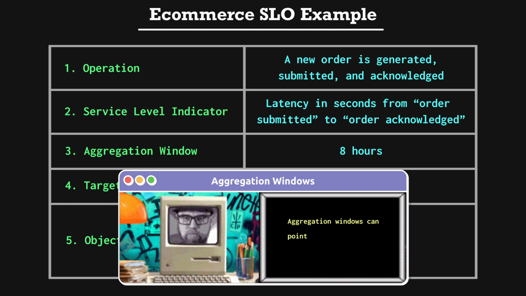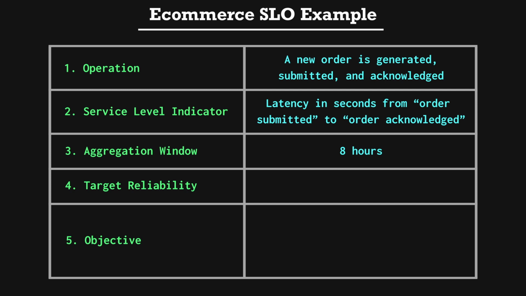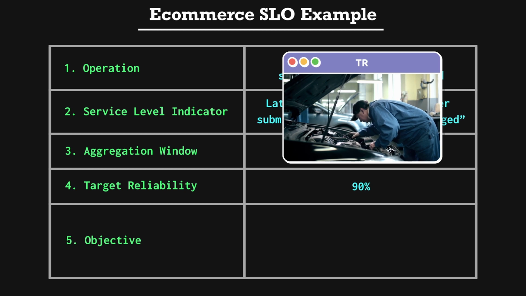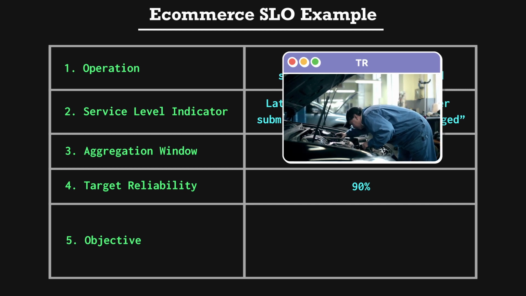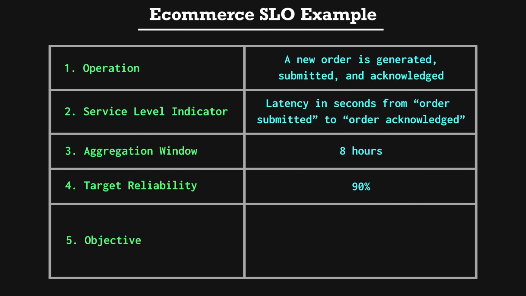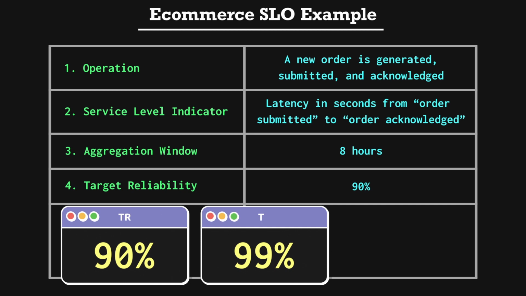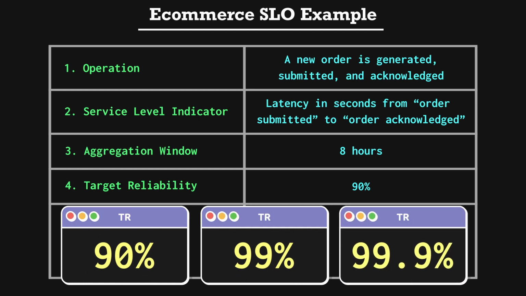Aggregation windows can help to point us to hotspots in our overall system design and help to increase the reliability of our system. Target reliability, 90%. This is our target reliability threshold. We'll always accept some unreliability, as building 100% reliable systems is literally impossible. We typically limit reliability targets to nines, as in 90%, 99%, 99.9%, and so forth.